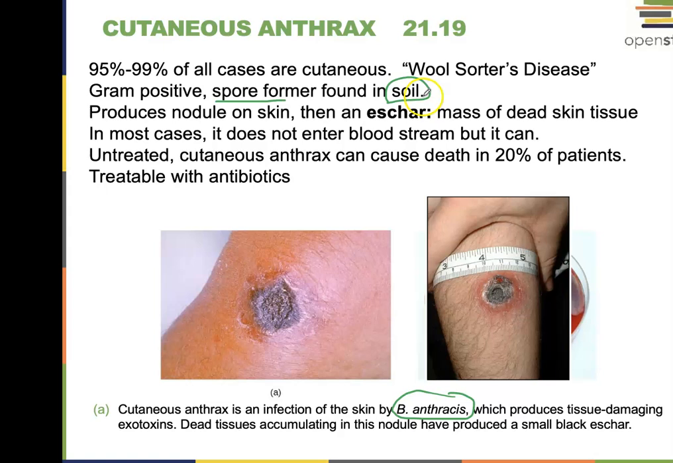So what normally happens, this bacteria can enter the body several ways. There's skin infections, which we call cutaneous anthrax. Then, if you accidentally eat those spores and they germinate inside of you, that's gastrointestinal anthrax. And if you inhale the spores, that's called inhalational anthrax. In terms of the skin one, it's going to produce an eschar, and you see the black, that's going to be necrotic tissue. It's a very serious infection, but it can be treated with antibiotics. Untreated, you can have 20% death in patients. So that's a very high number.